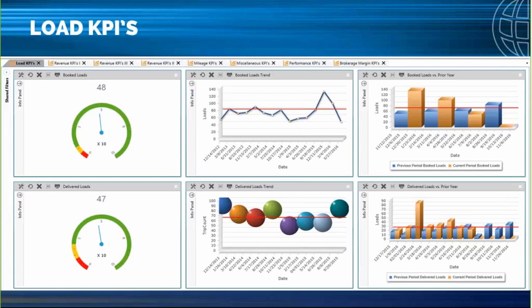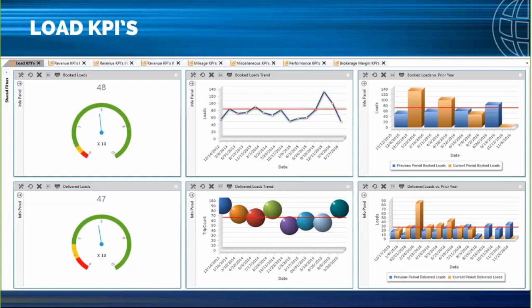We can see our booked loads KPI in the upper left, and we can set this up so it can look at any date range, and this goes for any of the KPIs, whether we want to look at the booked loads today, this week, this month, this year. Once again, any user-definable time frame, you can set that up. And in real time, as loads get booked, this gauge is going to move.